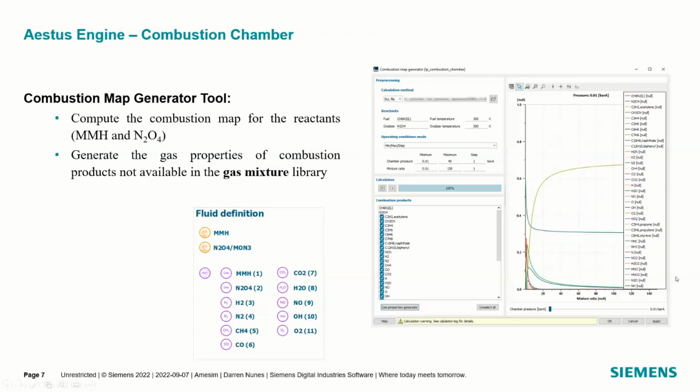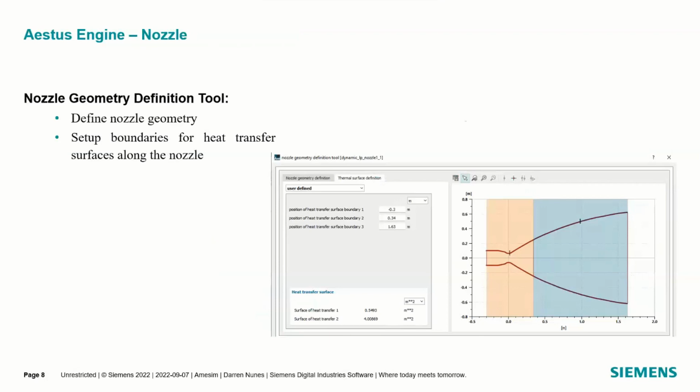And based on whatever submodel, so based on the fidelity of the combustion chamber or of the design that you choose, it'll provide different parameters that you need, right? So you have different operating conditions that you set up, right? The minimum, maximum, the step for not only the chamber pressure and mixture ratio, and then it creates these maps that you ultimately use as an input.